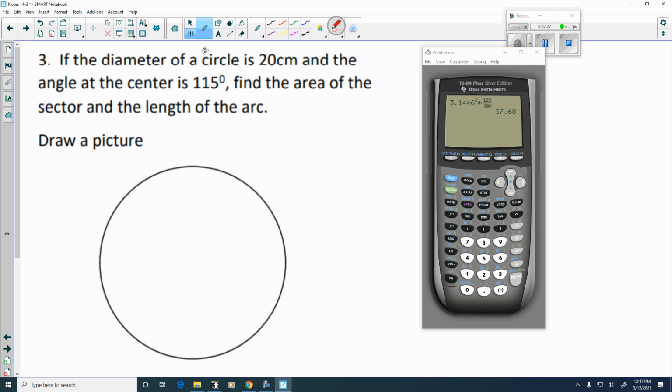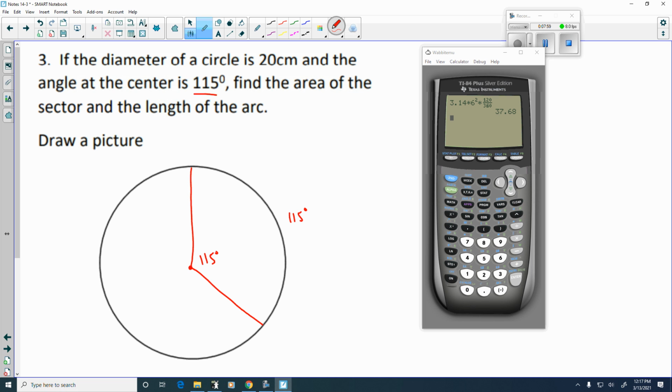So let's look at this one. It says if the diameter of a circle is 20 centimeters and the angle at the center is 115 degrees, find the area of the sector and the length of the arc. Draw a picture. Okay, this is 115 degrees, so it's a little bit more than a fourth of the circle. So I'm going to draw the center on here, and I've got this and a little bit more than 90 degrees.